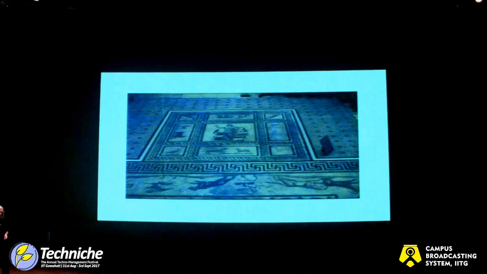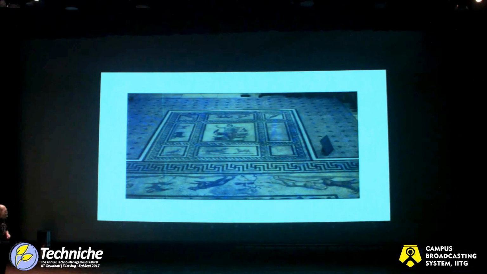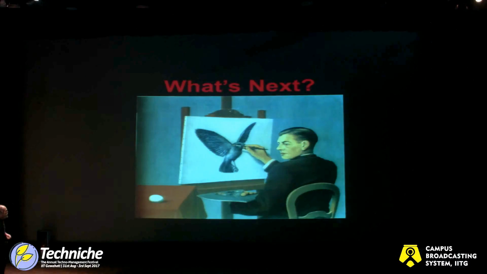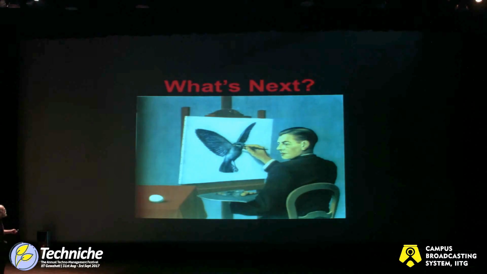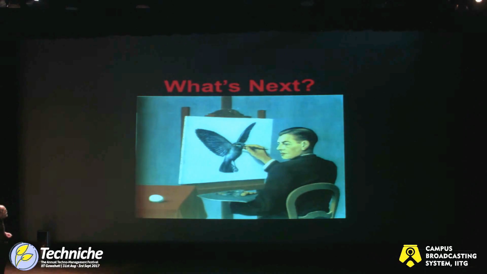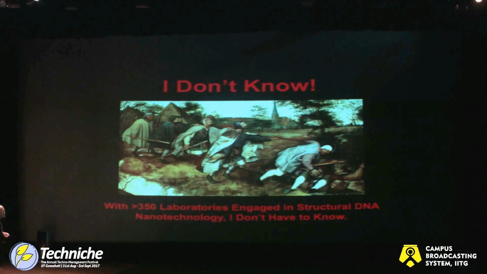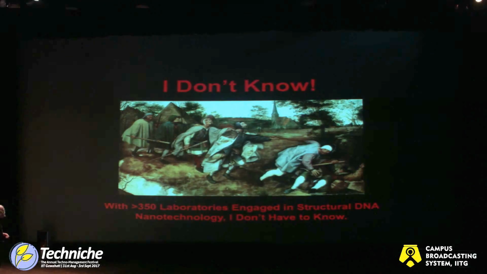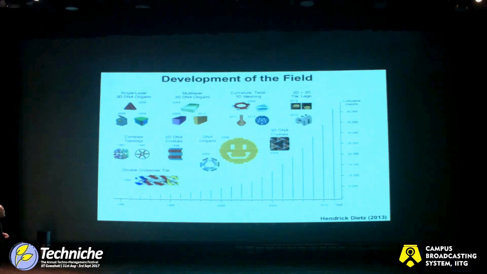There are a lot of ideas in art, and that can help you with what you want to do a lot. It certainly helped me. People ask me what's next, going maybe from there to there. We don't really know. I don't know at all right now, but I don't have to know. There are over 350 laboratories, about 375 or 380 now, engaged in structural DNA nanotech, so I don't have to know. The field is running on its own, and I could be hit by a truck, it wouldn't matter.